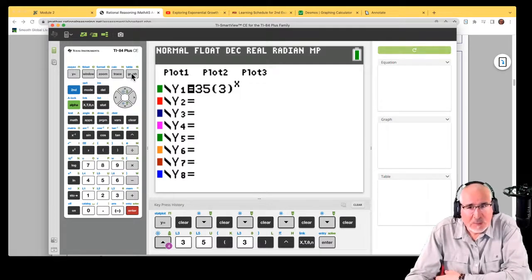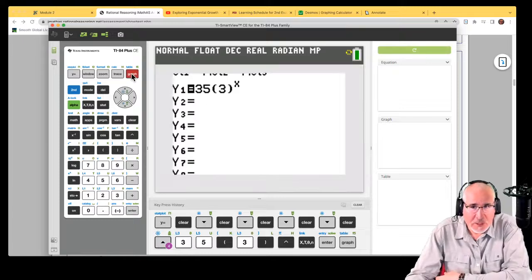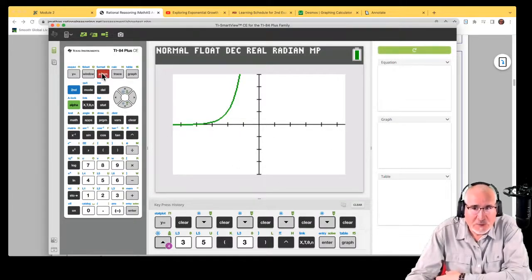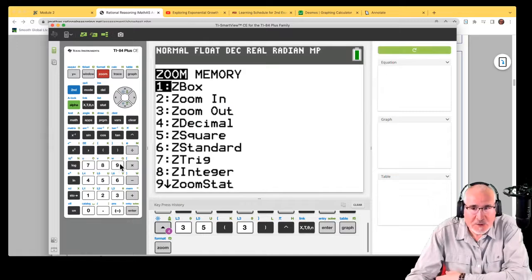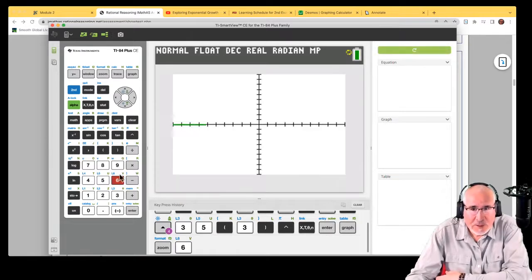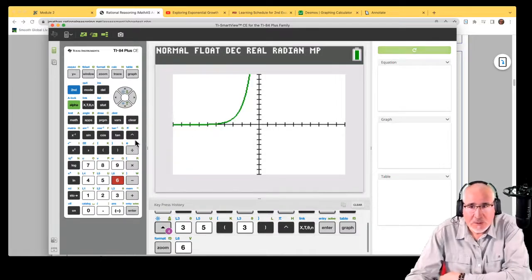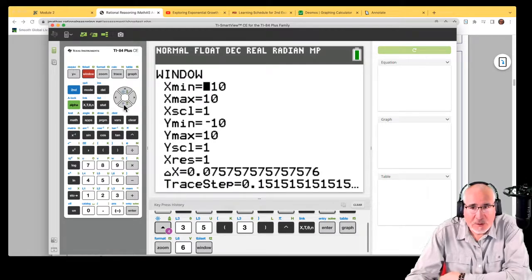As soon as we get there, we probably won't see enough, because usually a graph goes from -10 to 10. This one doesn't look like it. I'll go standard. The standard view is a window that we don't really see much, right? Because we know our first day, or the y-intercept, is at 35. We don't see to 35, we only see to 10. So one of the things we have to do with this is we have to change our window.